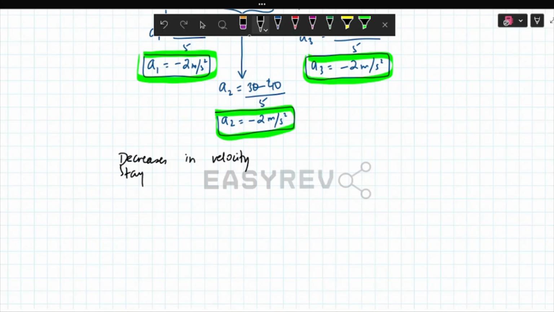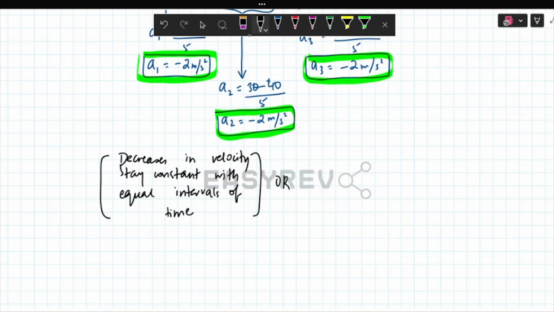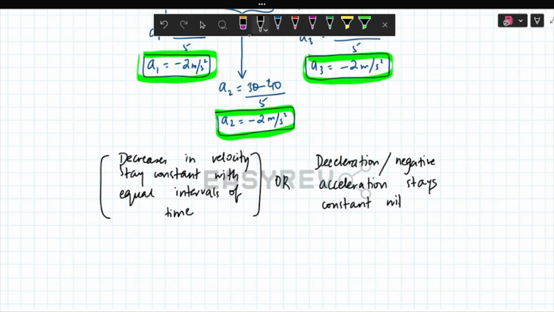stay constant with equal intervals of time. Another way to categorize constant deceleration is the fact that the value of deceleration, or you could even call it negative acceleration to be precise, is what's staying constant with equal intervals of time, right?